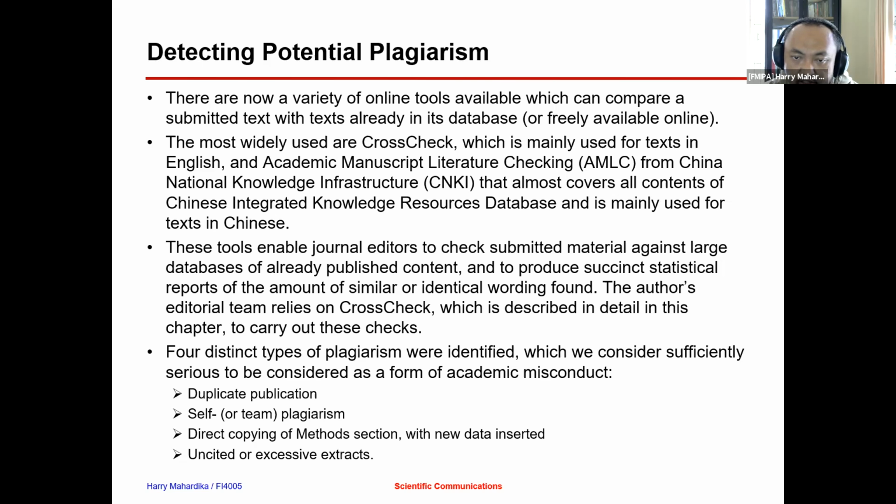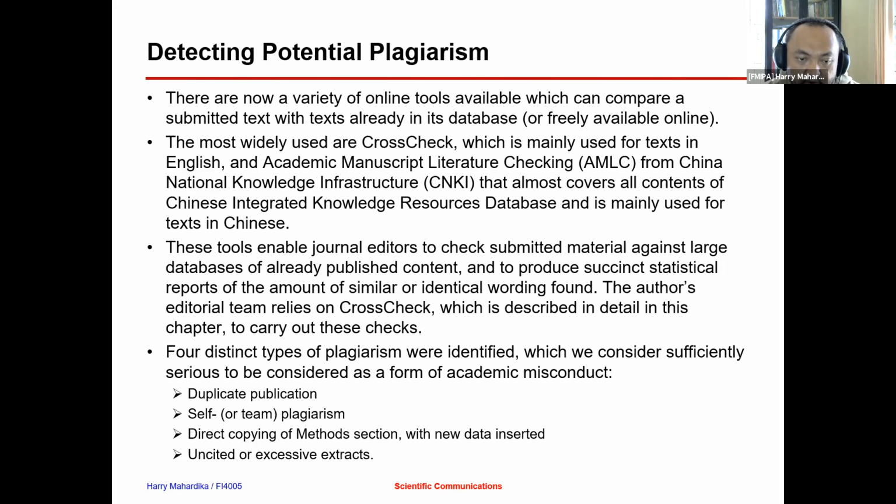And these tools enable journal editors to check submitted materials against large databases of already published content and to produce a succinct statistical report of the amount of similar and identical wording found. Okay, so as long as your similarity check result is under a certain threshold, then you have no need to worry about the work that you have done. Okay, so as long as you are writing and developing ideas by yourself, so that the whole paper doesn't have a certain amount of similarity, then it can be considered as your own.